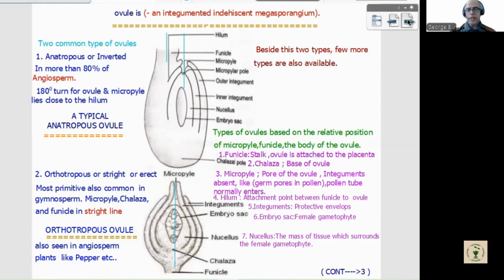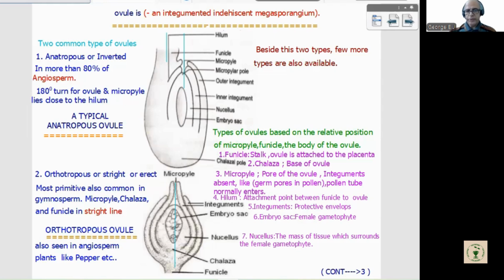So first one, anatropous or inverted. It is commonly seen in more than 80% of angiosperms. And how does it become inverted? Because a 180-degree turn for the ovule takes place, along with it, that makes the micropyle lie close to the hilum. So with a 180-degree turn for the ovule, the micropyle lies close to the hilum. In the diagram it is very clear.